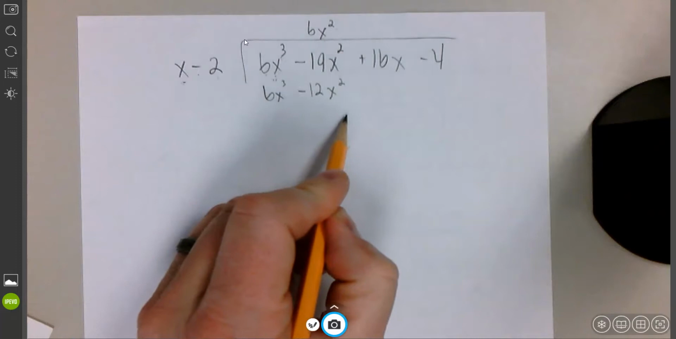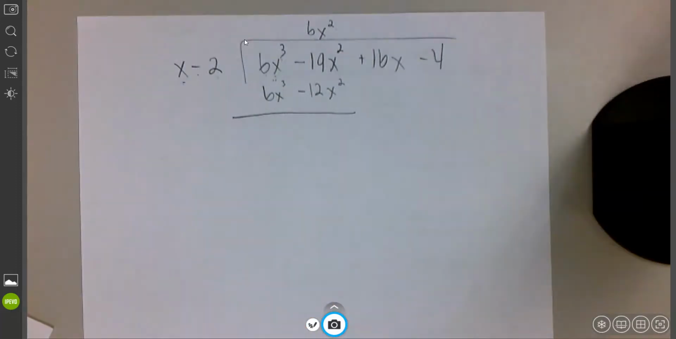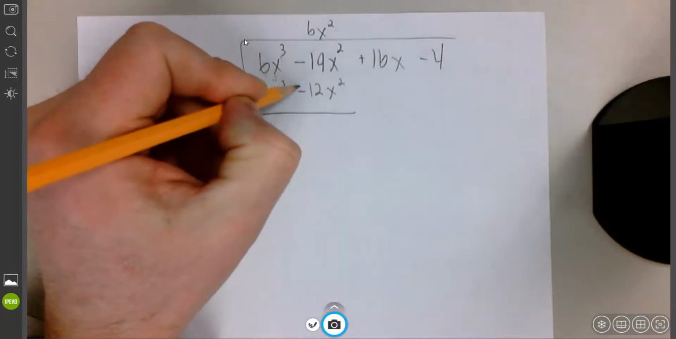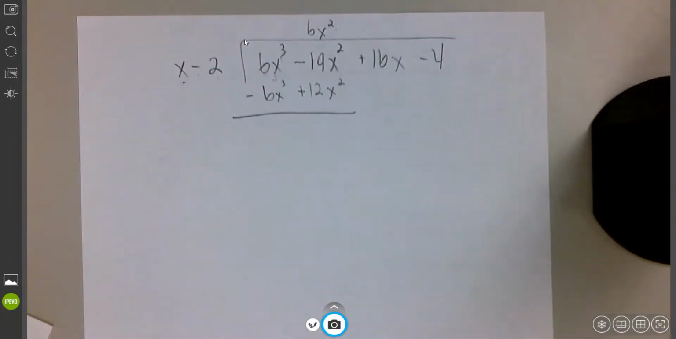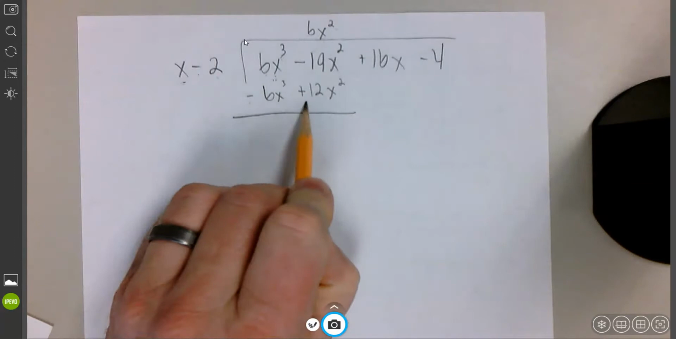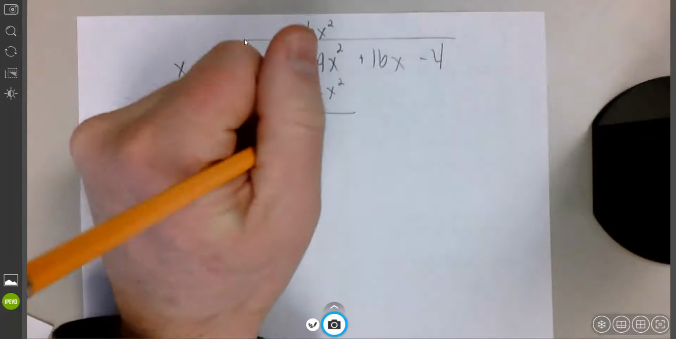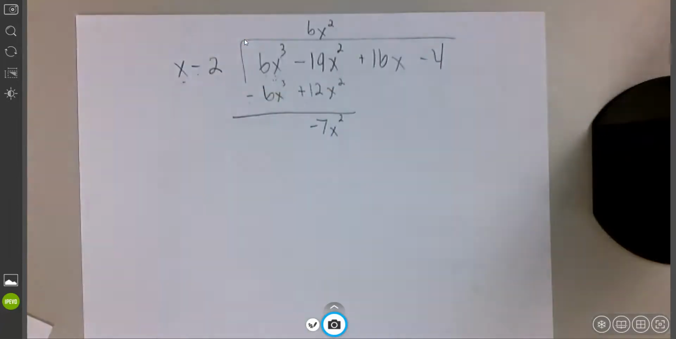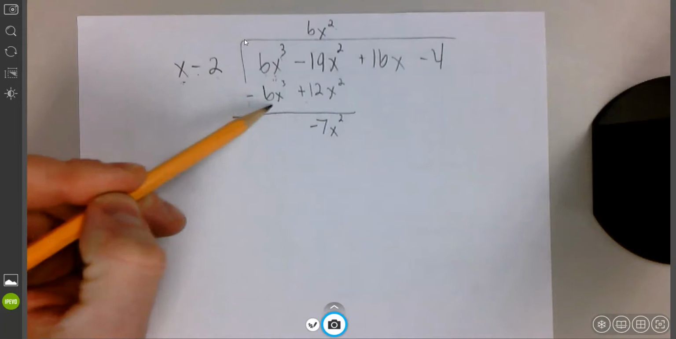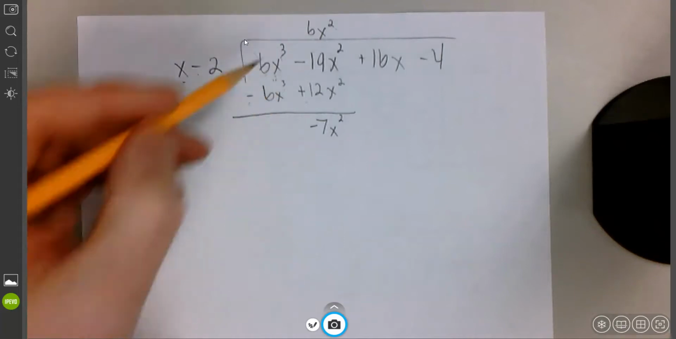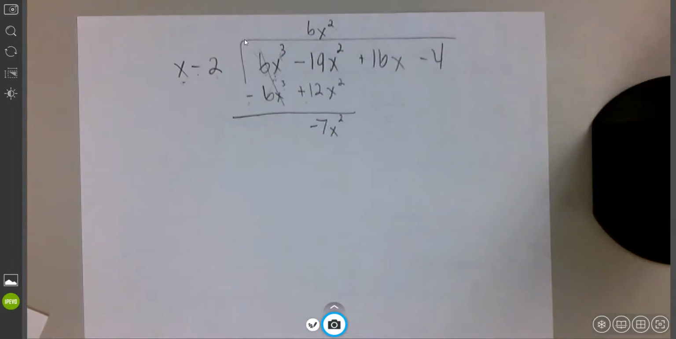The next thing I'm going to do is to change the signs on both of these. Change the signs on both of these. And add going down. Well, if you change the sign on something and add going down, you're really just subtracting. But students tend to lose negative signs and positive signs when that happens because you're subtracting a negative, things like that. So I prefer to change the signs on these. And now I'm going to add going down. Negative 19x squared plus 12x squared is a negative 7x squared. 6x cubed minus 6x cubed, or plus a negative 6x cubed. Those cancel, and we're left with negative 7x squared.